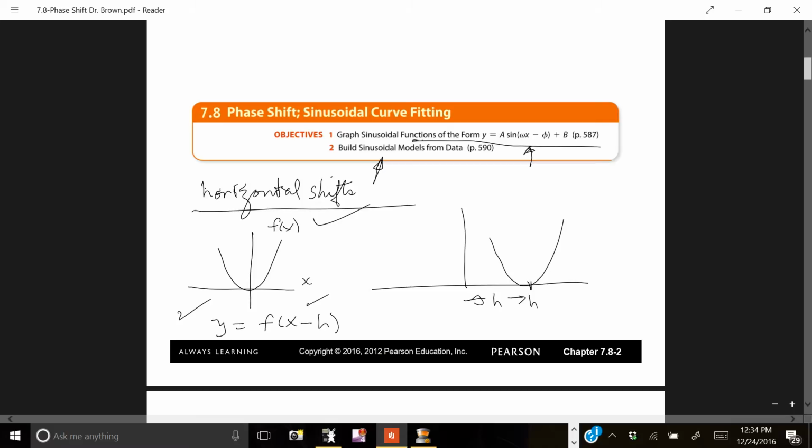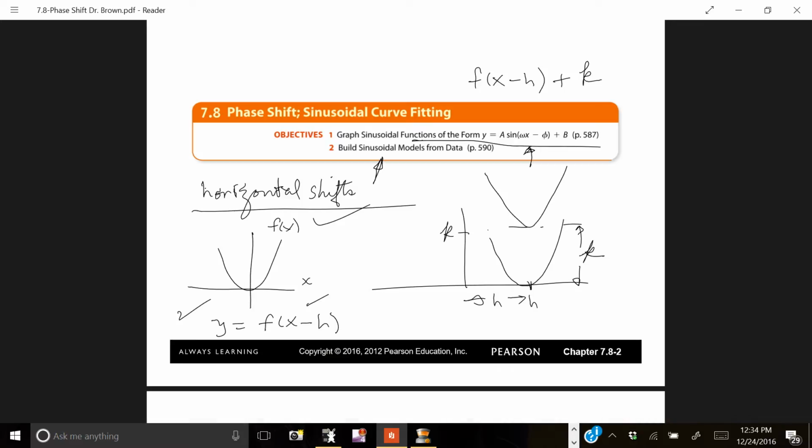And just to add to that, if you have f of x minus h plus k, where k is a constant, the graph will be shifted upward by k. It's called a vertical shift. So just remember that, and I'm sure you had that in college algebra.